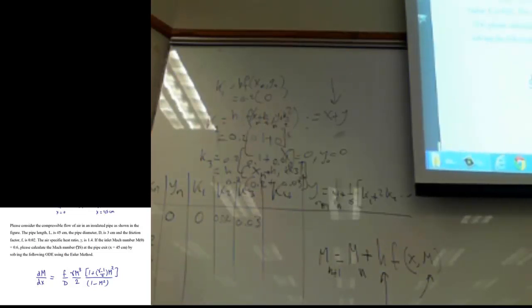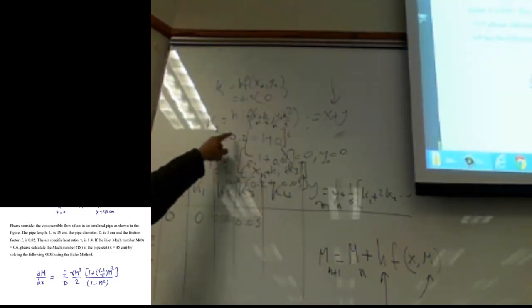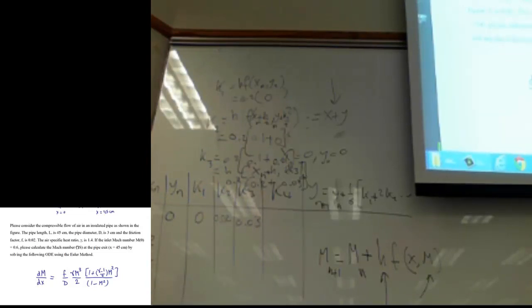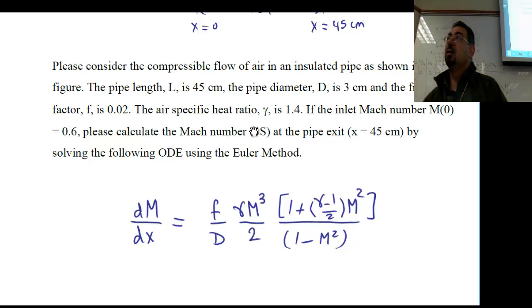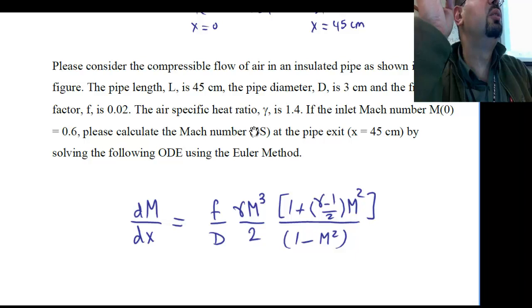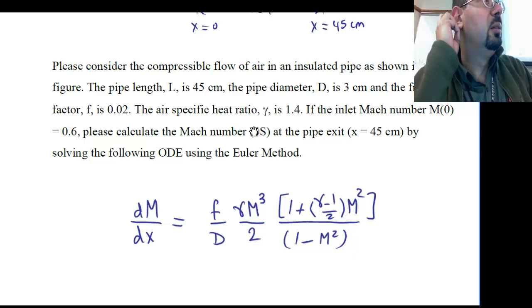So the solution depends on the h. Notice that all those k's have h in them. So of course, the h that we are using, whether we're going to step every 1 centimeter or 1 millimeter or 5 centimeters, it will make those k's different, and it will make the solution deteriorate or improve, depending on whether h is small or not. Okay? What's weird is that the slope itself does not depend on the x. All right?